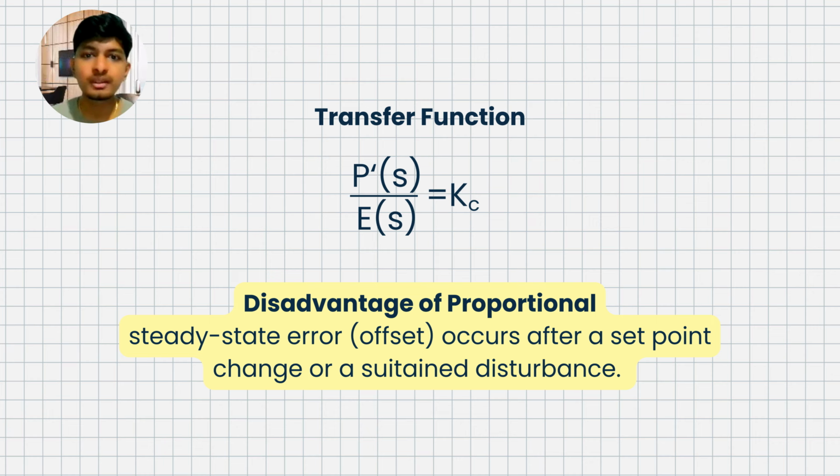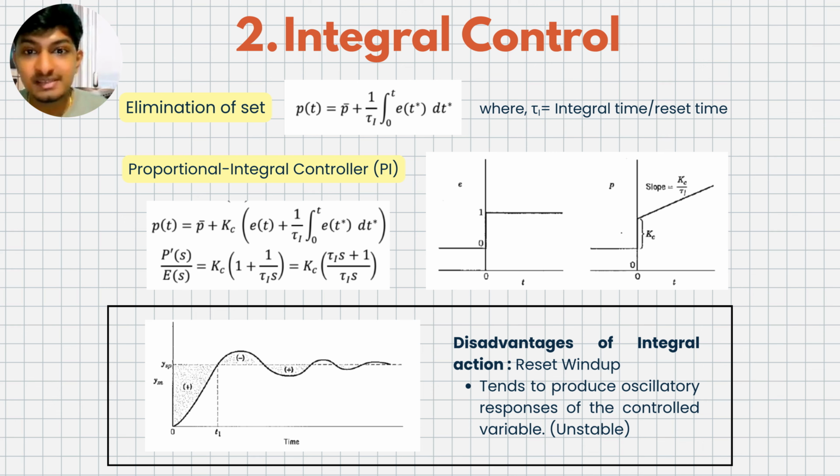However, proportional control has one major disadvantage: it cannot completely eliminate the steady state error, also called offset, after a set point change or disturbance. Integral control eliminates the steady state error by continuously accumulating the error over time. This makes the process output eventually reach the desired set point. However, excessive integral action can produce oscillation and reset windup. So the proportional and integral actions are commonly combined to form the PI controller.